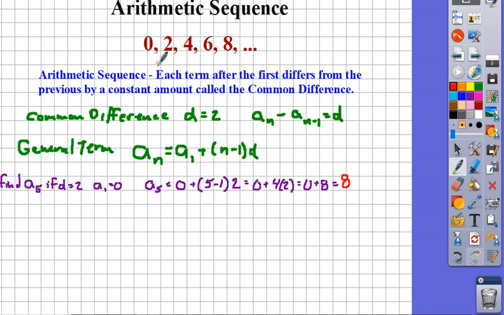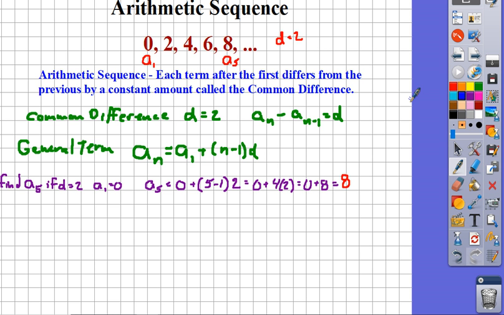Let's go up here and take a look. First term, second term, third term, fourth term. There's your fifth term. There's a sub 5. Here, by the way, is a sub 1. And over to the side, I'm going to say the common difference is 2. Okay, let's try another example.